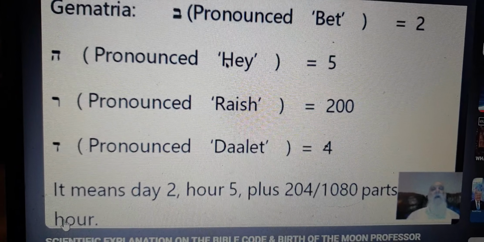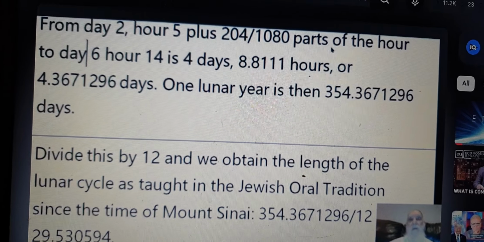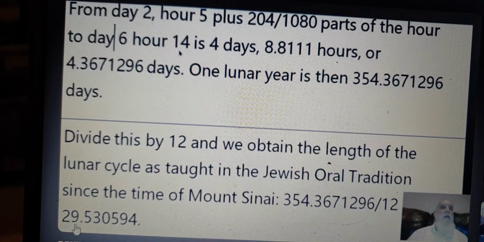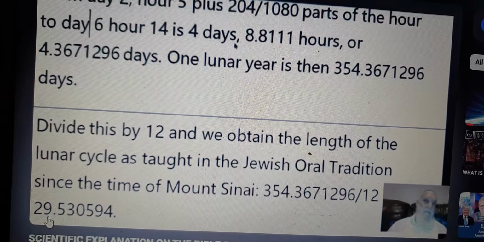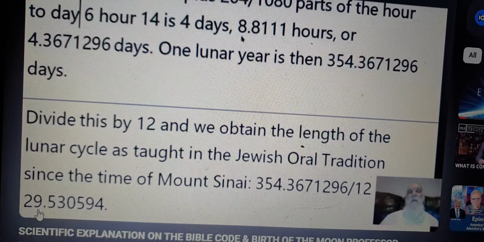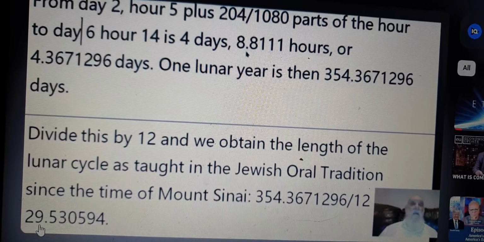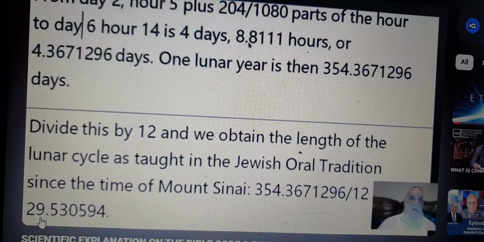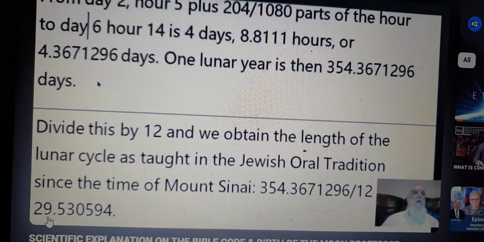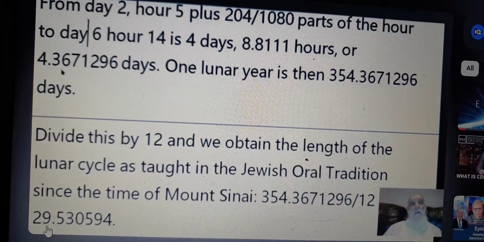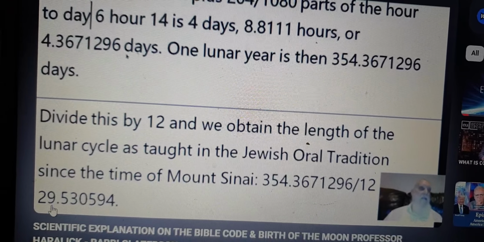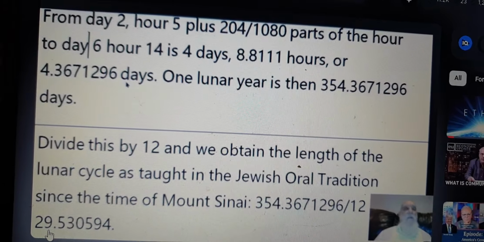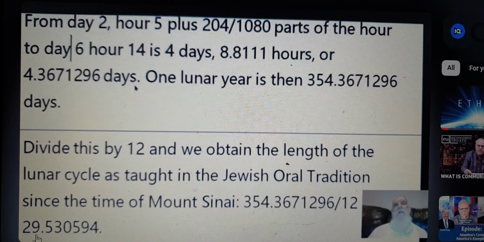From day 2, hour 5 plus 2 parts of the hour, to day 6 hour 14 is 4 days, right? From Monday to Friday. So 8 o'clock, 8 and 11 hours, or 4 days, 3, 6, 7, 1, 2, 9, 6. And all is divided, definitely, these numbers.